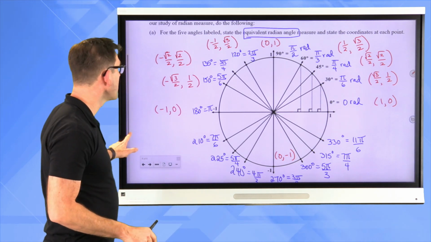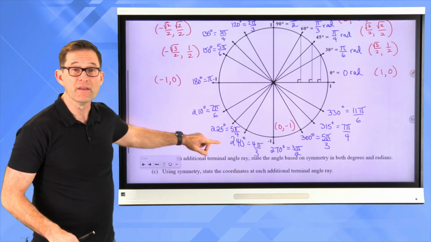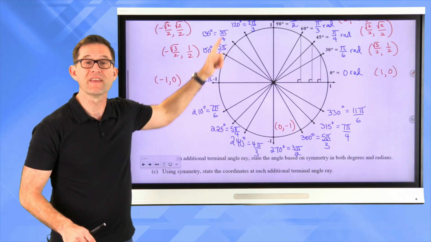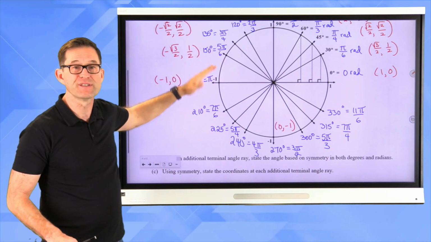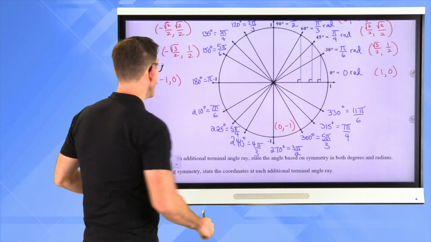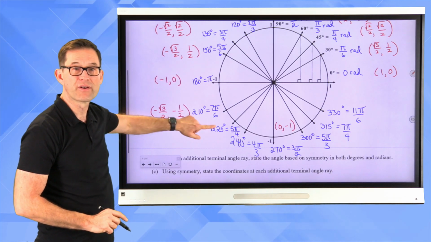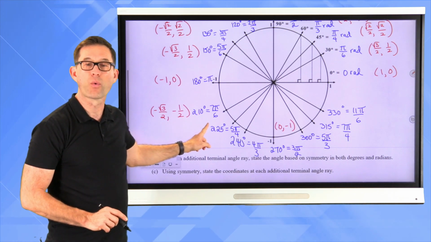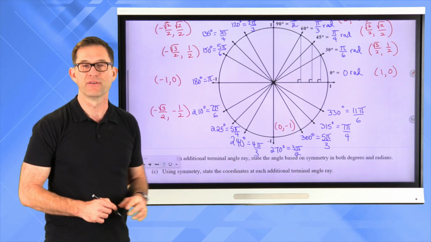And I bet you can now see how this goes. We can now find all of these coordinates by taking these and reflecting them across the x-axis. For example, 7 pi over 6 will be 5 pi over 6 reflected across the x-axis, which won't change the x-coordinate, but will negate the y-coordinate, right? So this now is just this one reflected across the x-axis. Why don't you go ahead and fill out the coordinates then for 5 pi over 4 and 4 pi over 3, obviously 225 degrees and 240 degrees.